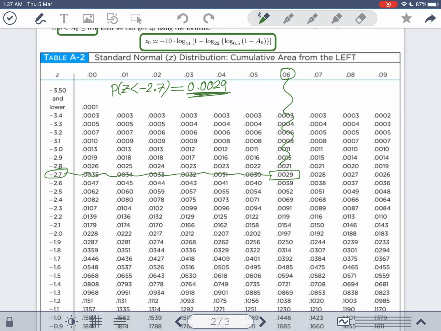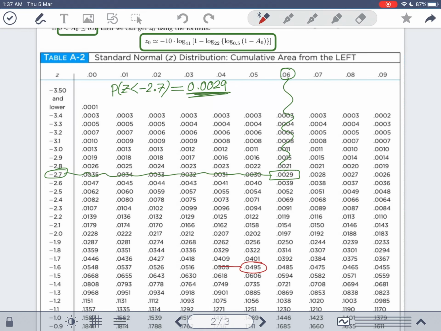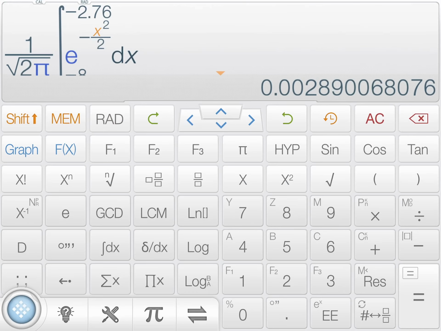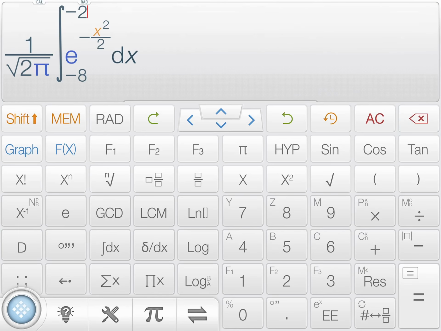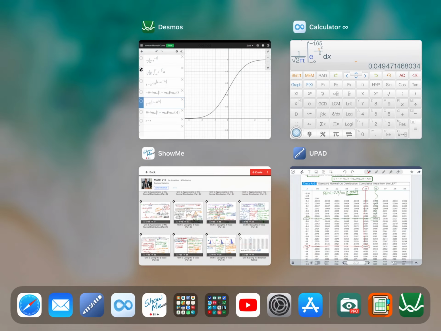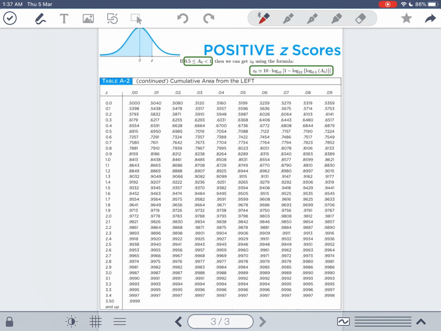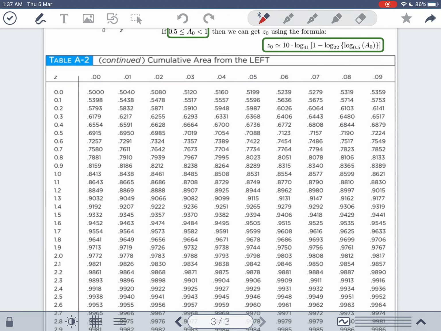If you want to choose another value, let's choose this value here that is coming from negative 1.65. So negative 1.65, we'll put it here, and you will get 0.0495. So 0.0495, correct. If you want to see something from the positive side, just choose anything.